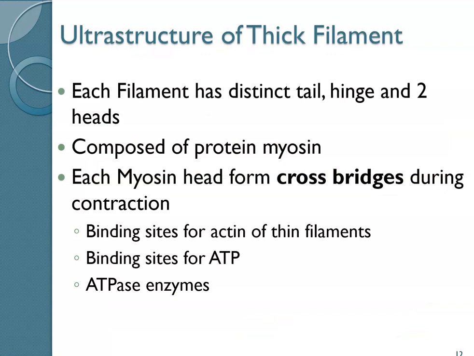So looking at the structures of the thick and thin filaments, each myosin molecule, you can say, is made up of a tail, a hinge, a neck area, and two heads. Okay, and it's composed of myosin. The myosin head is what's going to interact with the actin. Okay, and that interaction is a bond that's called the cross bridge.